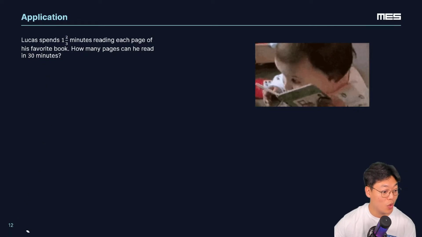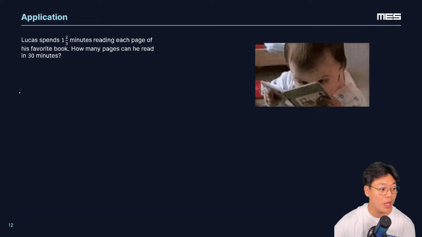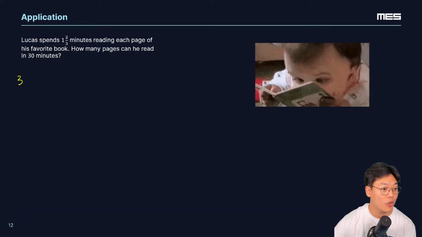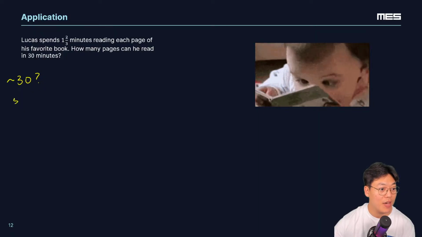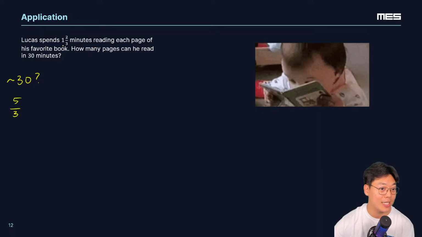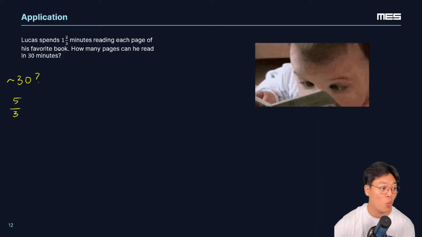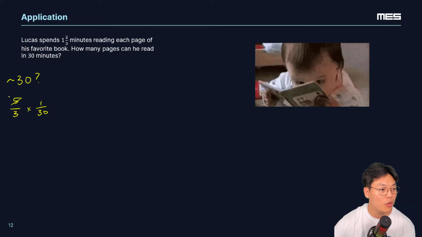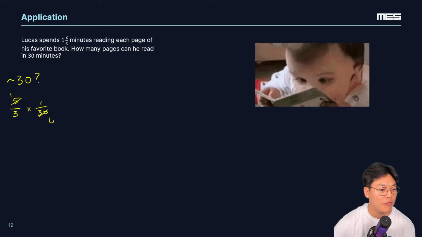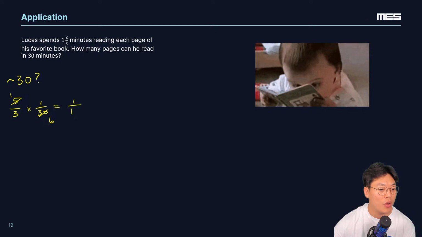5/3 times 1/30. Let's write that down as well. So around 30 is a good guess. We have 5/3, which we got as an improper fraction from the mixed number 1 2/3, times 1/30. Well, 5 and 30 have a common factor of 5. So now we have 1/18.